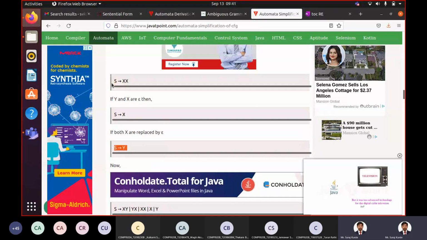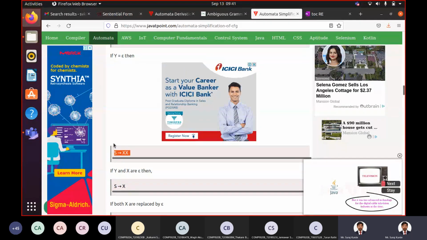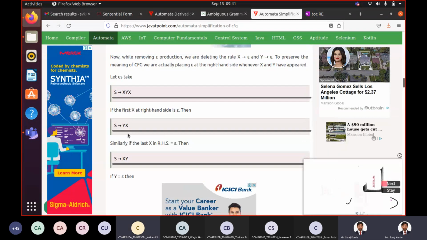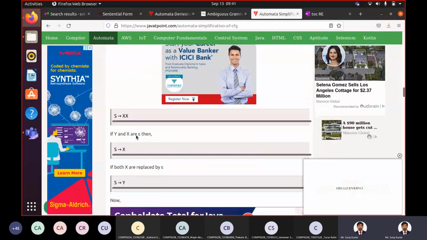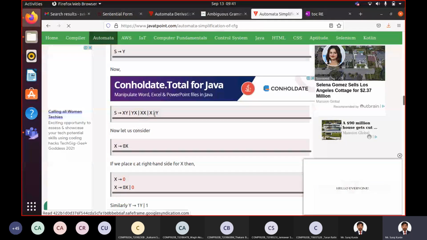So here we get new production. S produces Y, S produces X, S produces XX, then S produces XY, S produces YX, and given is S produces XYX. So these are the new productions that we have to add. These production rules will be added.